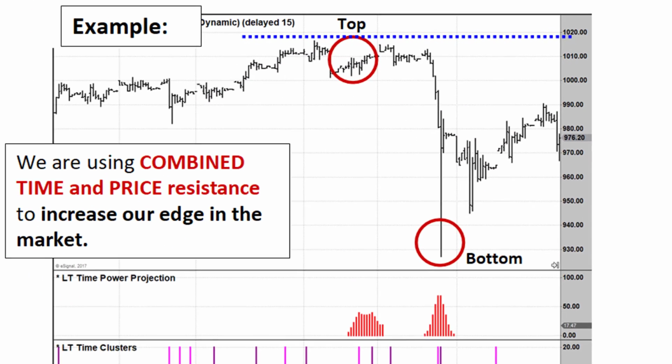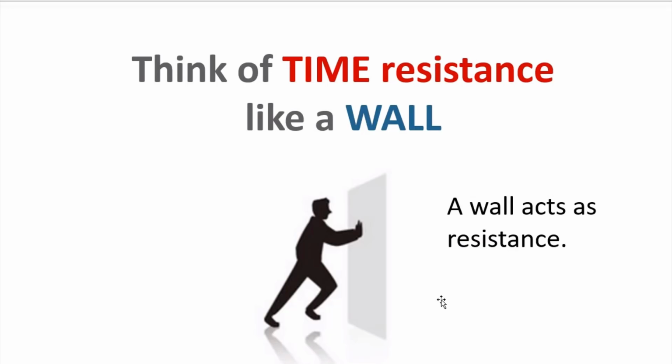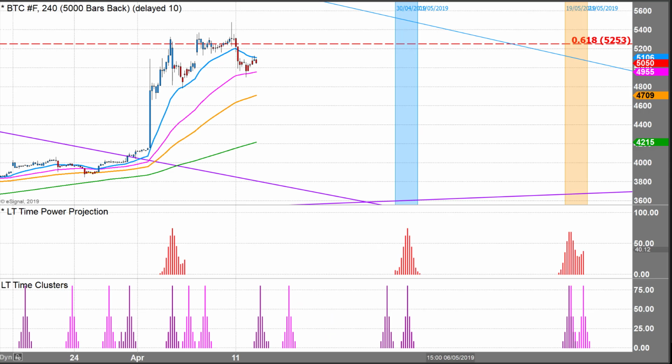By the way, here's an example for you on Bitcoin. You might remember in July of last year, we talked about this in one of our videos. In the middle of July, we had a time power projection, a timing cluster coming together. Bitcoin was moving slowly into this power projection. And what did it do next? It quickly rallied higher. Of course, the rally on Bitcoin didn't last very long, but it did the job in any case. So the bottom line is, guys, the best way to think about it is as a wall of resistance, time resistance like a wall of resistance or an iceberg.